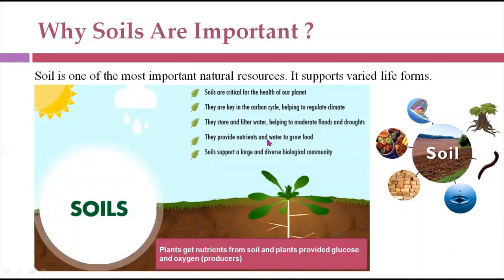They provide nutrients and water to grow food, which is very key here. Soils support a large and diverse biological community. Look at the system where we have been living, it's a very diverse one. So we have different biological communities. All the biological species get their sustenance from the soil. So you can see here why soil is important for us. Plants get nutrients from soil, and plants provide glucose and oxygen. They are produced here.